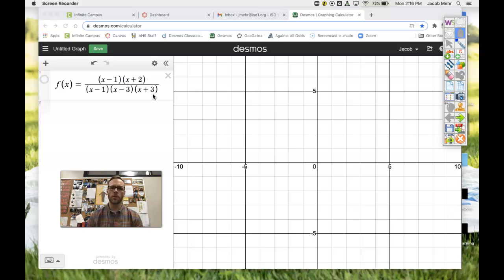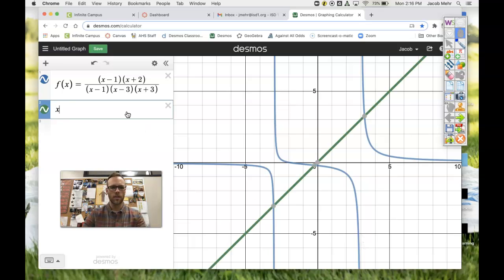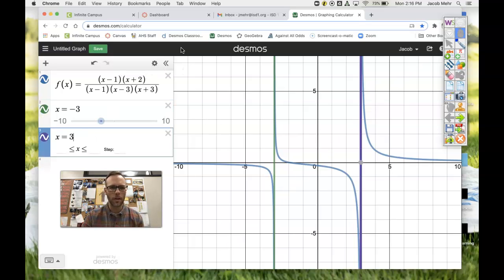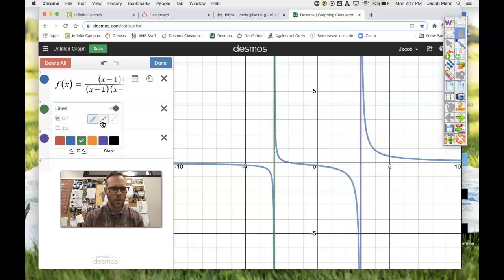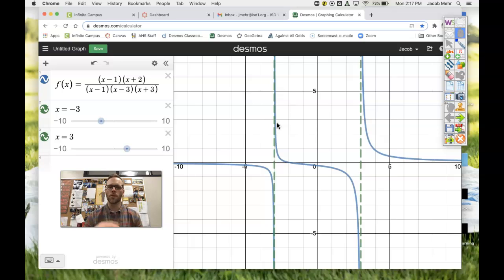But what does it mean when it comes to the graphs? Let's take a look. I'll turn this graph on and we'll see what we notice. The first thing I notice is that there are two vertical asymptotes, at x equals -3 and x equals +3. Let me graph those, x equals -3 and x equals +3, but I don't want them to be solid lines. Let's change these to be dashed, and let's make them both green. So those are the vertical asymptotes at 3 and -3.